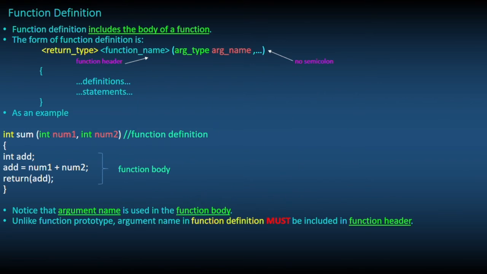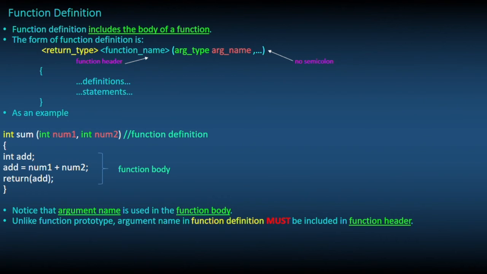Function definition. Function definition includes the body of a function. The form of function definition is return type, function name, argument type, argument name. At the end of this line, we don't have to put the semicolon. Open bracket, we have to state the definition and the statements. Close bracket. As an example, int sum, int number1, int number2. This is what we call the function definition.